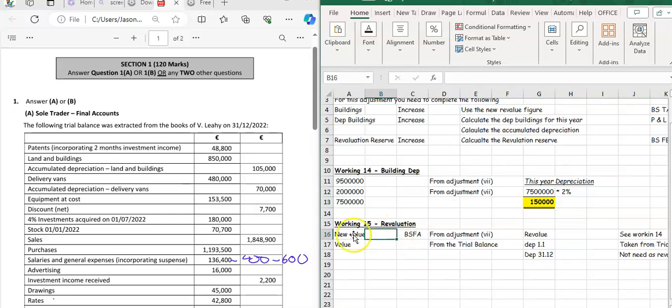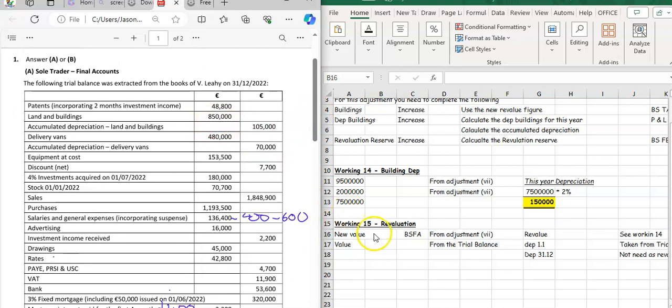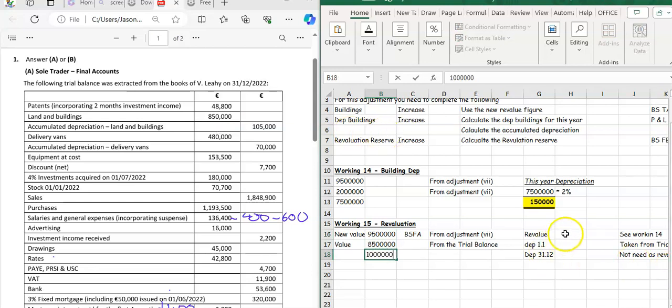The next one then is to find the revaluation figure. So the revaluation figure is the difference between the old value, which is 850,000 in the question, and the new figure for our land and buildings, which is 950,000. So that's going to be a profit of 100,000. So the revalue figure is 100,000.